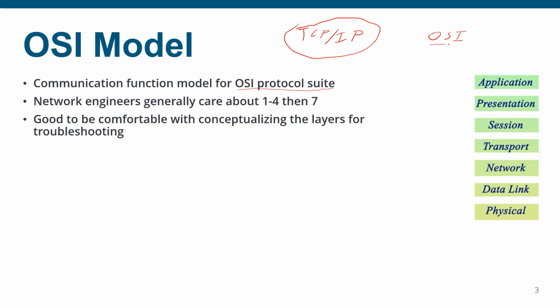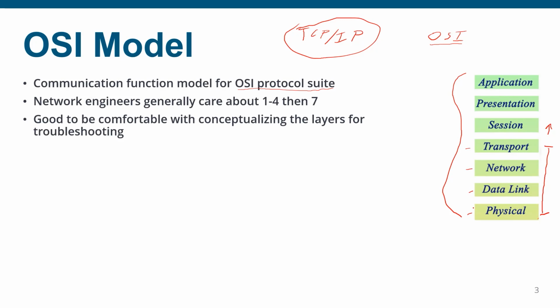However, the OSI model here, as shown here, gives us an excellent way of describing different areas of our network. And network engineers generally care about layers 1 through 4 here. Anything above is just the application layer as far as we're concerned. But the transport, network, data link, and physical layers are things that you should be very comfortable with conceptualizing for troubleshooting and for communicating with other networking personnel.